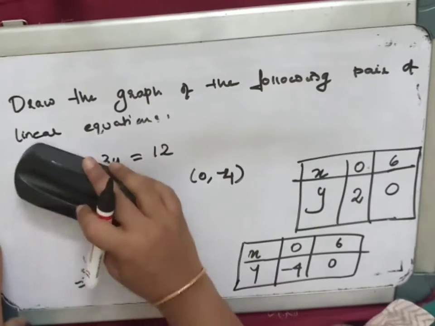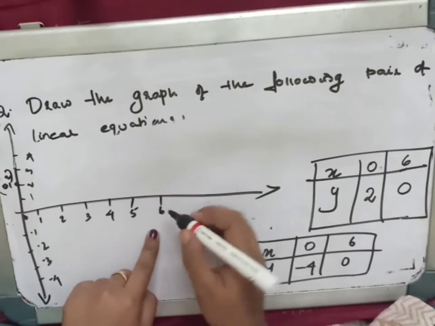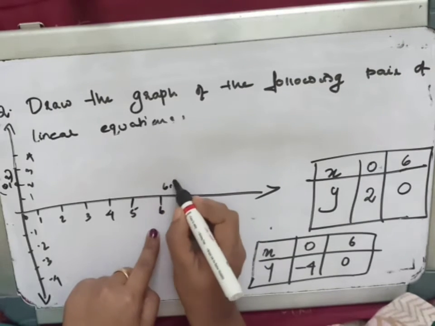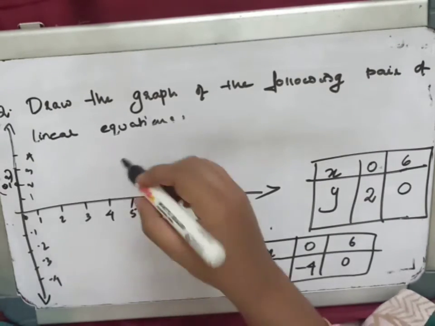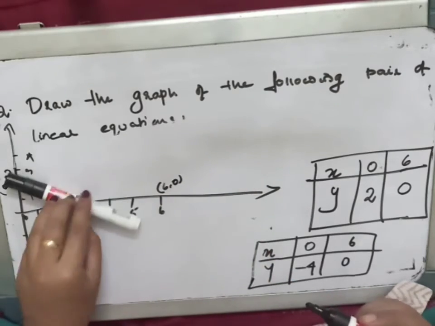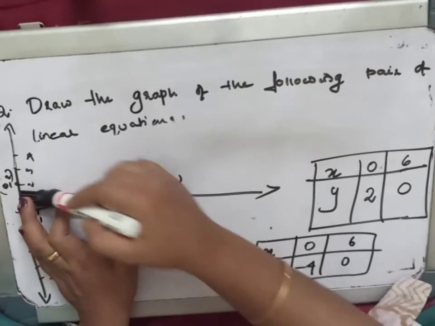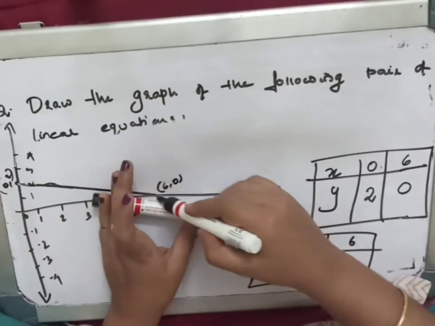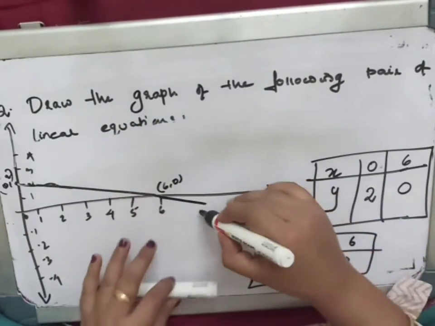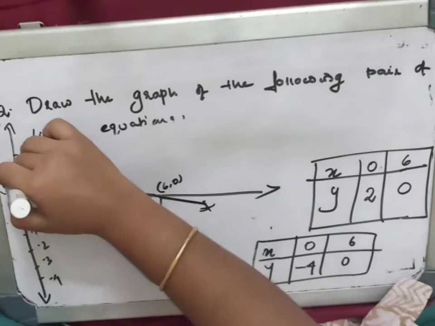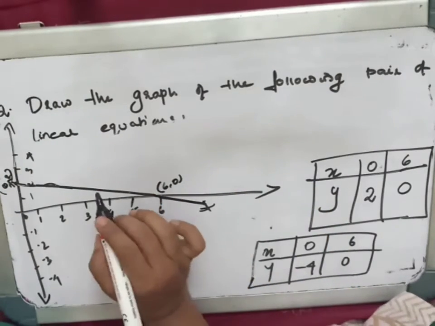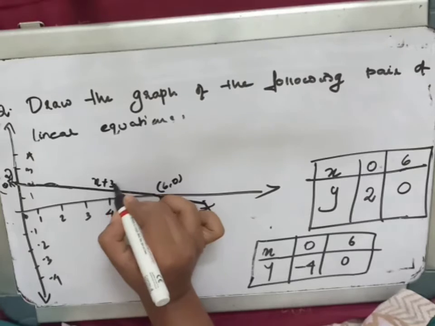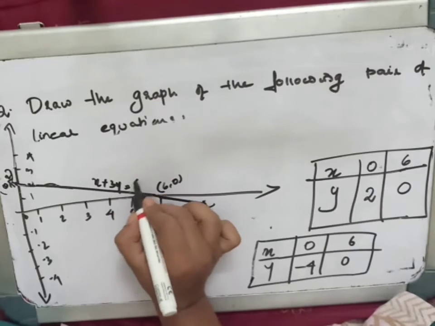Now let us plot. So let us join these 2 points. So this line represents the first equation given by x plus 3y is equal to 6.